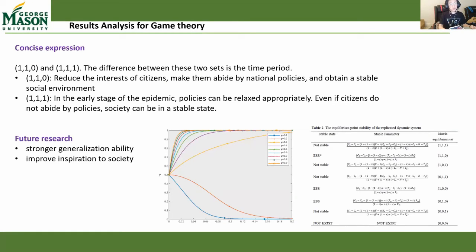In the end, according to the replicator dynamic equation, the mathematical expectation of each player's benefits was obtained, and I got the final Nash stable state. I analyzed two interesting Nash stable sets here. In order to simplify, I write the sets as 110 and 111. The difference between the two sets is the time period.